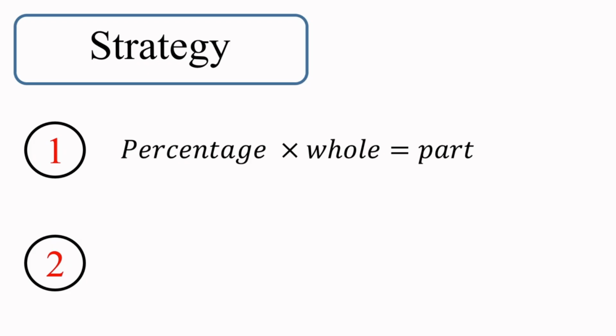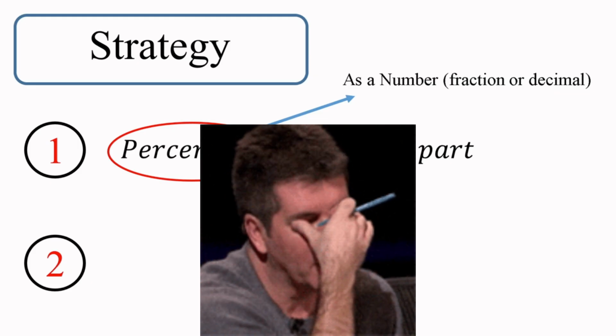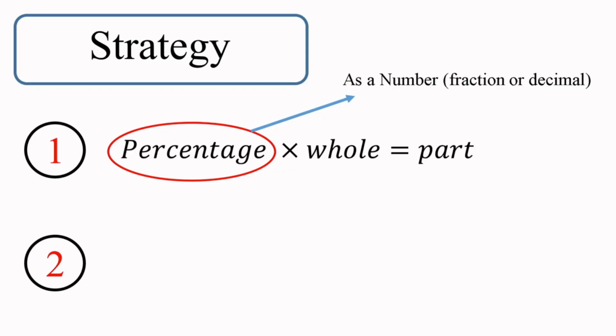But there is a really important point here. When we say percentage, what does it mean? We must write the percentage as a number. What does it mean as a number? It means as a fraction or decimal. If you don't know how to write a percentage as a number, fraction, or decimal, I strongly suggest you pause this video and watch that video first. I'm going to put the link in the description. Otherwise, this video will be useless.